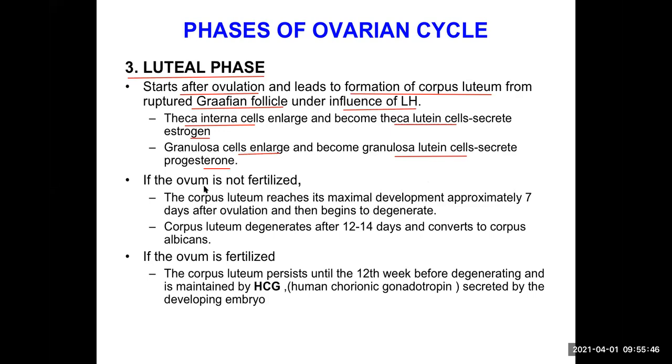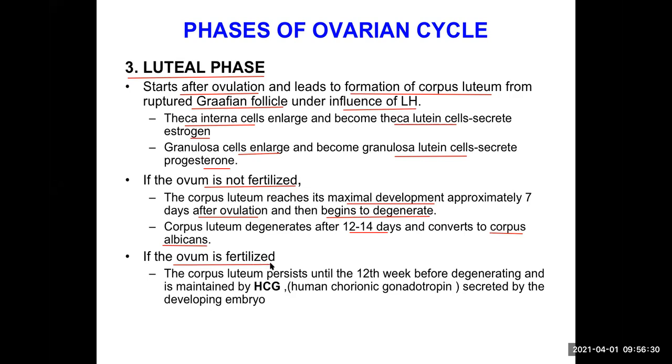If the ovum is not fertilized, what will happen now? The corpus luteum reaches its maximal development approximately 7 days after ovulation, and if the lady is not pregnant, meaning if the ova is not fertilized, then it begins to degenerate. Now, that degenerated form of the corpus luteum is known as corpus albicans. So these are all very important terms for you regarding the MCQ exam. Corpus luteum degenerates after 12 to 14 days and becomes corpus albicans.